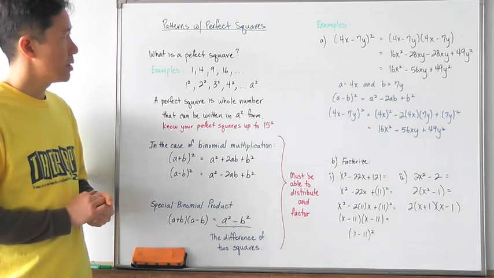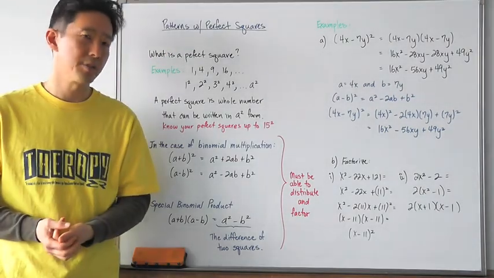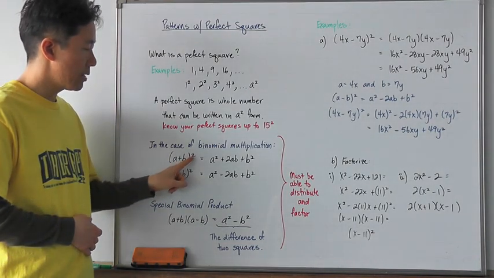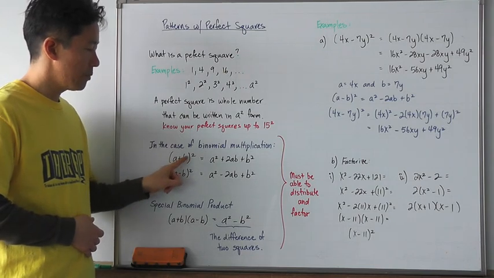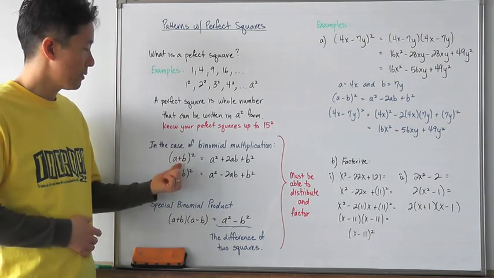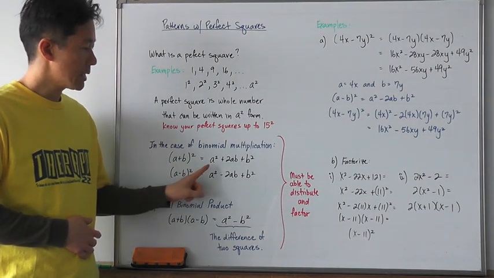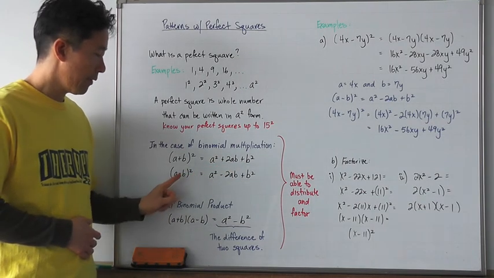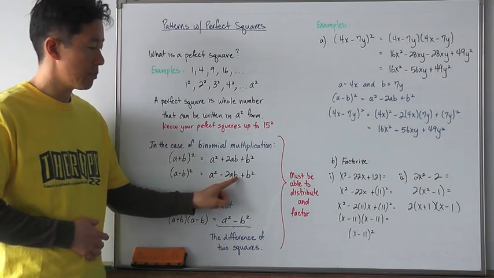Now what we're going to do is apply patterns of perfect squares to binomial multiplication. Say, for example, I have the quantity a plus b squared or the quantity a minus b squared. Notice that we have a binomial, but it's a perfect square because it is being squared. If we expand this using FOIL, we come out with a squared plus 2ab plus b squared, and for the quantity a minus b squared, we come up with a squared minus 2ab plus b squared.